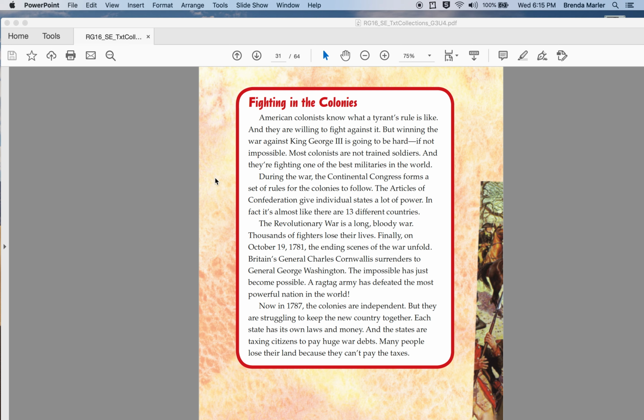And we know Washington was our first president. The impossible has just become possible. A ragtag, that means a not very together army, has defeated the most powerful nation in the world. So the colonists defeated the soldiers of King George's army. Now, in 1787, the colonies are independent, and that's why we celebrate Independence Day. This is when the United States became independent or separated from Great Britain.